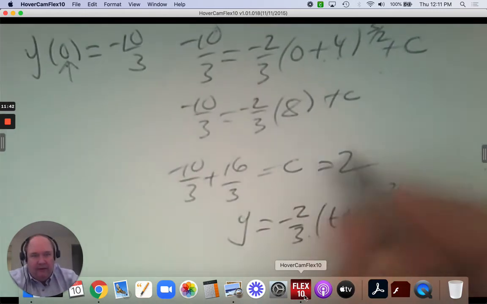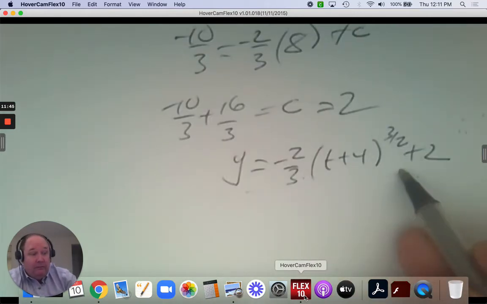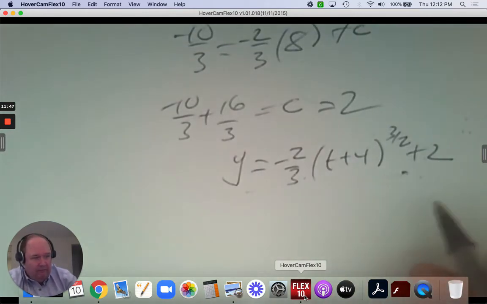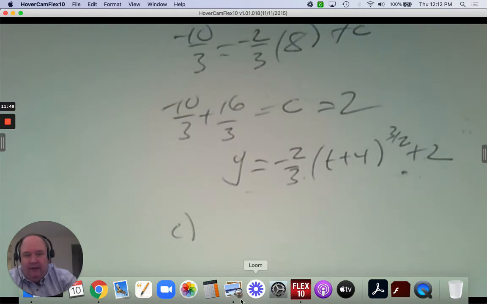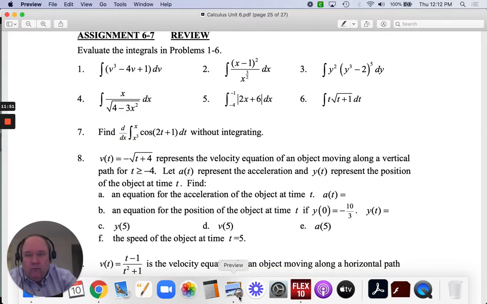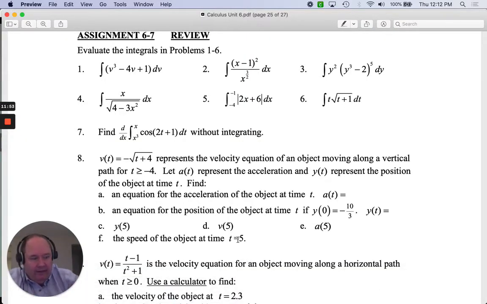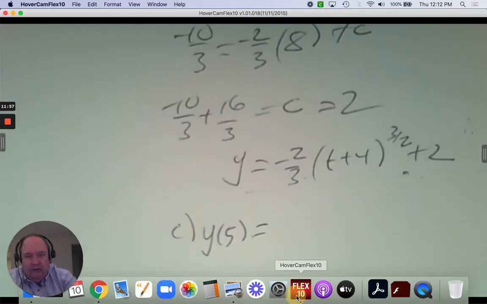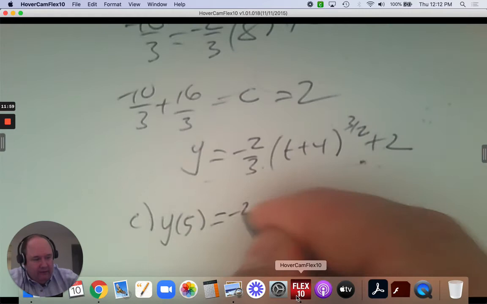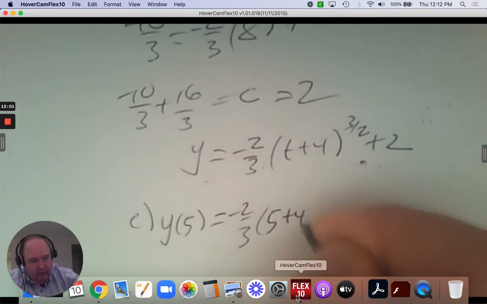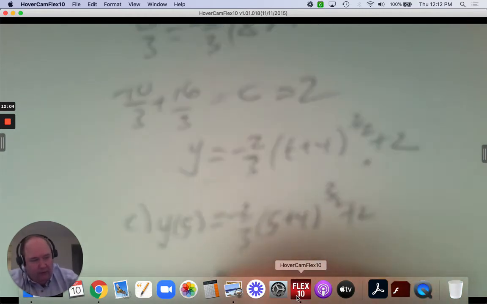We just found that value for the constant. So that's the position equation for part B. Part C says, now that you have that, what's y at 5? So without a calculator, if you plugged 5 in, could you simplify it if you had to? So I'll help you through that.